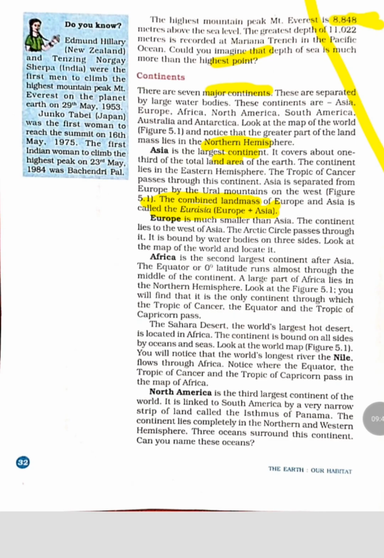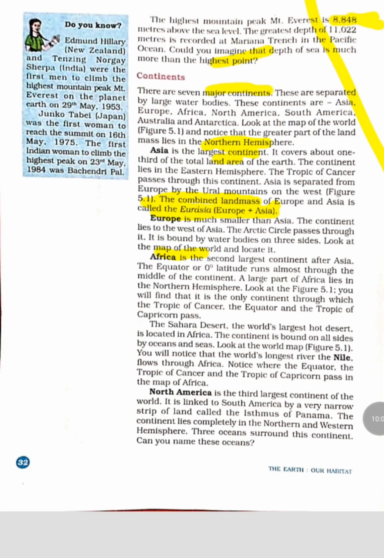Can you name them? From the north, the Arctic Ocean, in the west the Atlantic Ocean, and in the south the Mediterranean Sea. And Africa, which is the second largest continent, has approximately 54 countries in it.